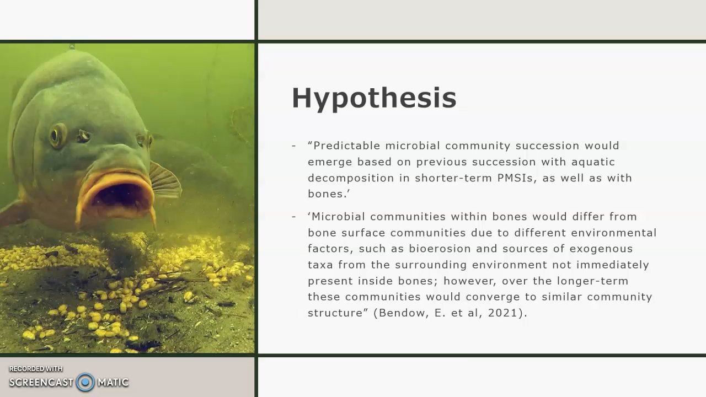This is their hypothesis. So predictable microbial community succession would emerge based on previous succession with aquatic composition in shorter-term PMSIs as well as with bones. Microbial communities within bones would differ from bone surface communities due to different environmental factors such as bioerosion and sources of exogenous taxa from the surrounding environment not immediately present inside bones. However, over the longer term, these communities would converge to similar community structure.